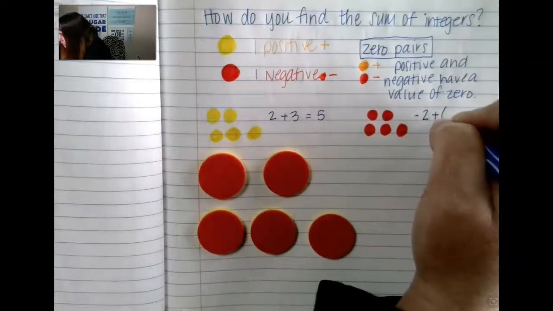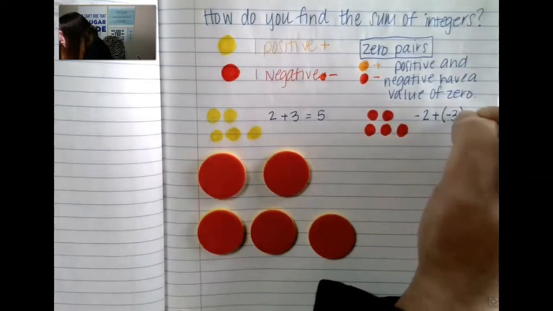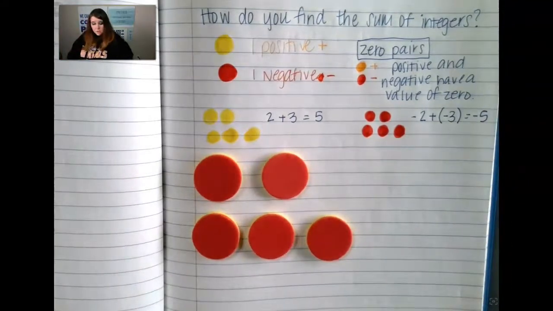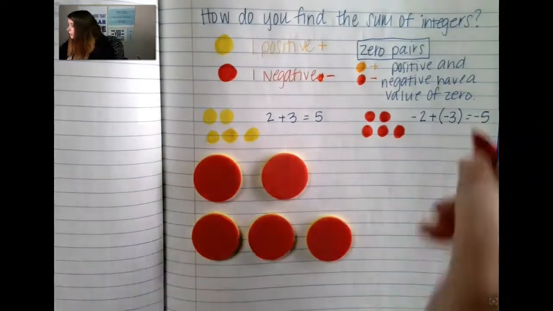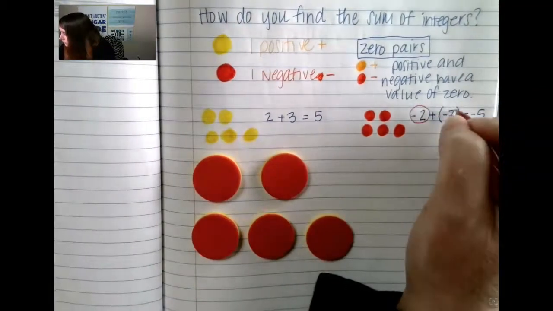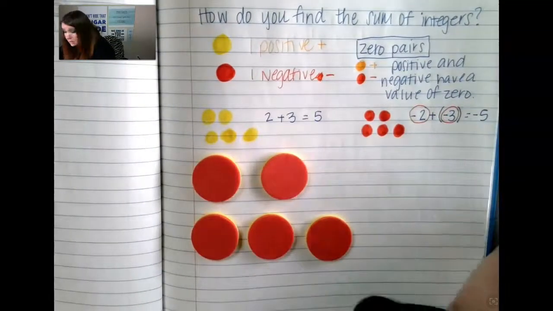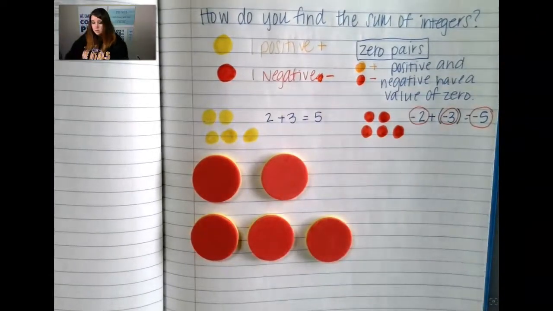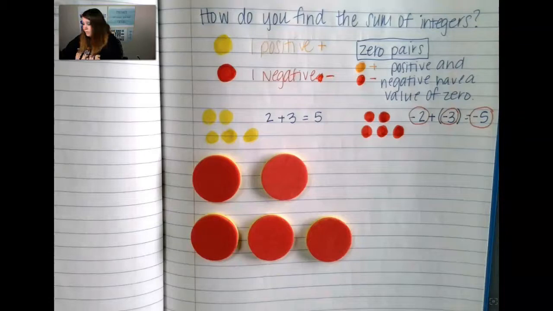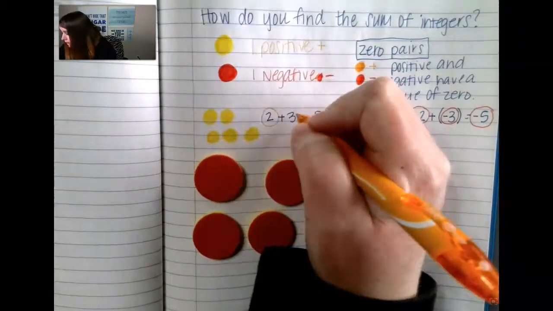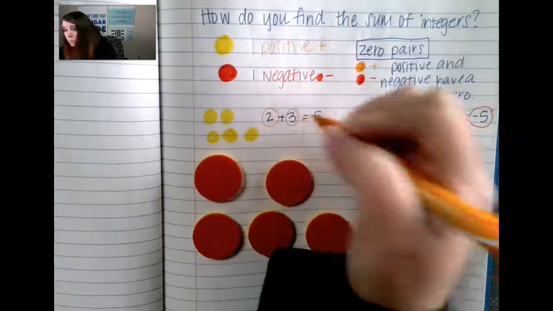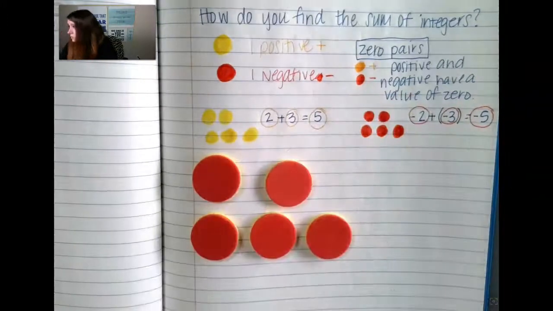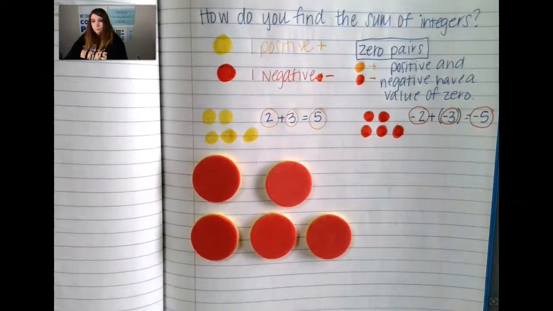So plus -3, I end up with -5. So I started with red, I added more red, and I'm going to end with red. I started with yellow, I add on 3 more yellow, so I'm going to end with yellow.